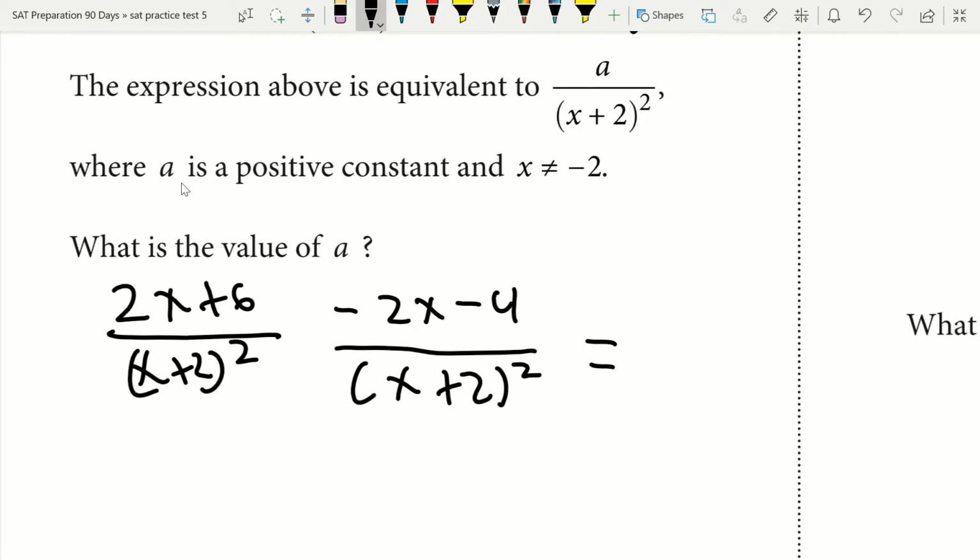So at this point, you see you're going to have 2x, and I'll put this in blue. You're going to have a 2x here, minus 2x here. Those are going to cancel. Then you'll have a plus 6 minus 4. 6 minus 4 is going to leave you with 2.